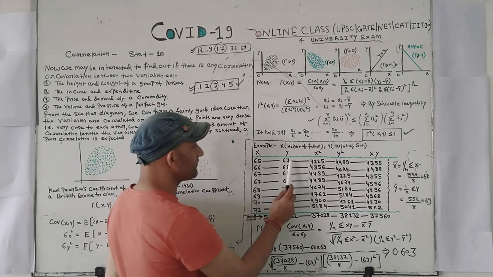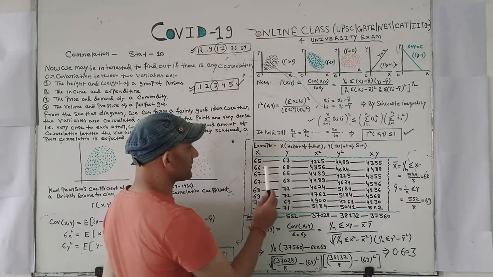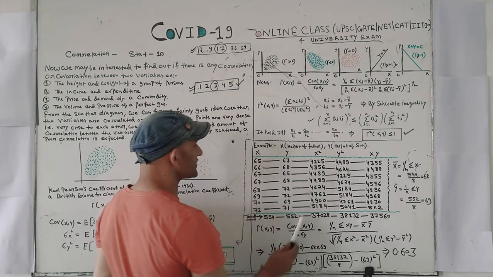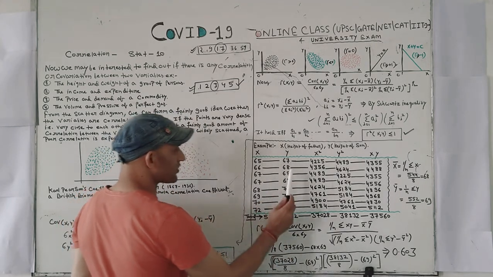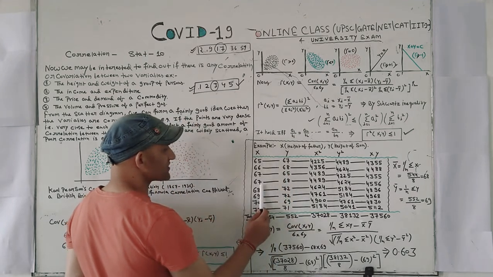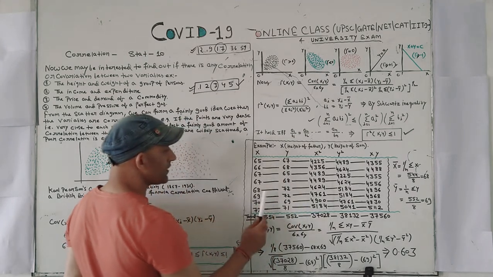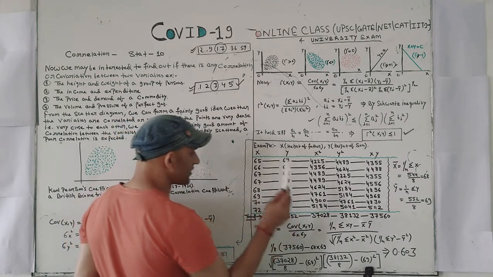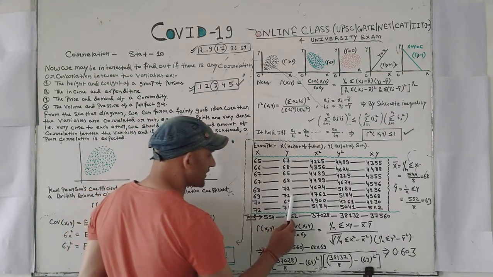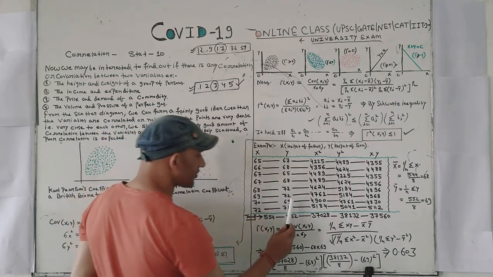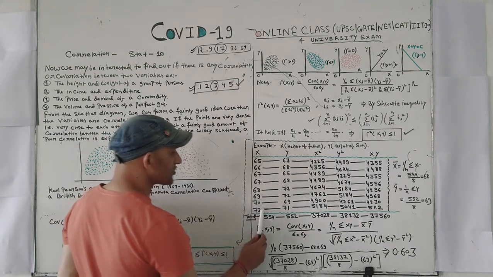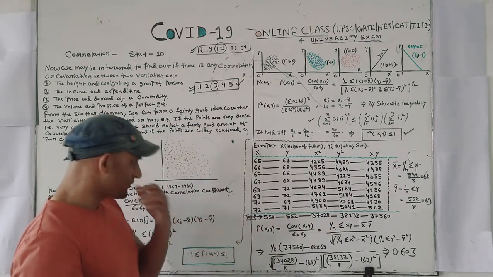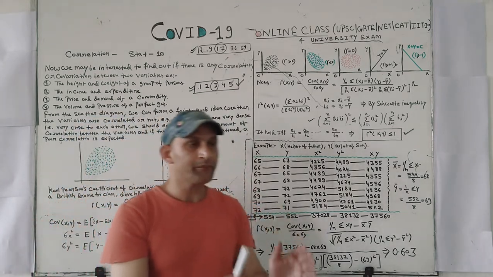For 65, the son height is 67. For 66, the son height is 68. For 67, the son height is 65. For 67, the son height is 68. For 68, the son height is 72. For 69, the son height is 72. For 70, the son height is 69. For 72, the son height is 72. I think you are understanding.